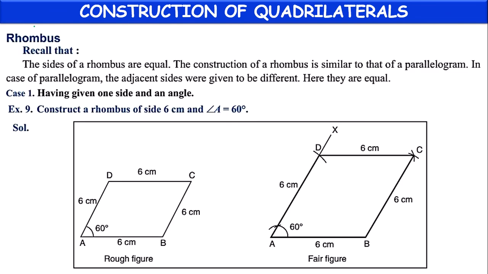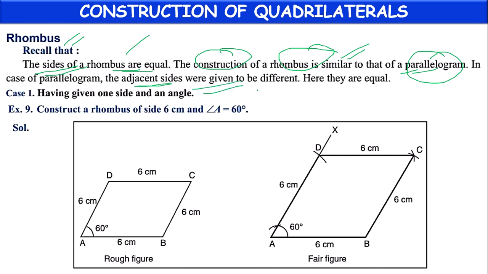Next one, rhombus. The sides of a rhombus are equal. The construction of a rhombus is similar to that of a parallelogram. But in a parallelogram, adjacent sides will be different, while in a rhombus, all are equal. If they give one side, it's enough. The remaining sides are all equal.